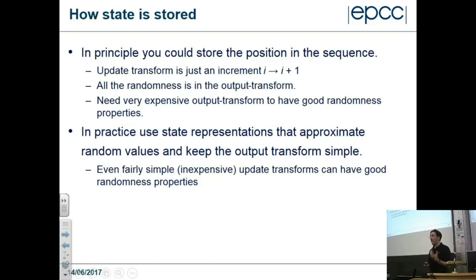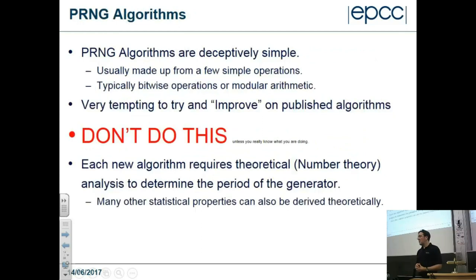And it turns out that very simple update transforms can have good randomness properties. So these algorithms are deceptively simple. They're typically made up from a few simple operations, and what they typically are is bitwise operations or modular arithmetic. And it's very tempting to take a published algorithm and say, "Oh, well, I could change that a bit, they're doing it modulo 57, I could do modulo 95. But does that matter?" You need to be very, very careful. To prove that a random number generator is good takes a lot of proving, and it takes a lot of number theory. And as I said, don't do this unless you really know what you're doing.